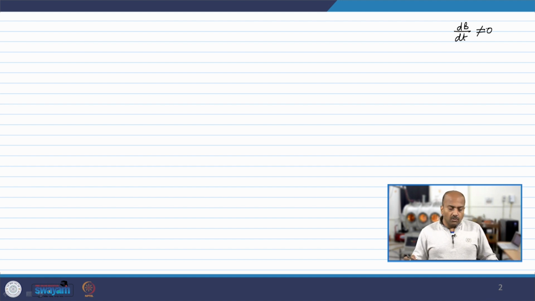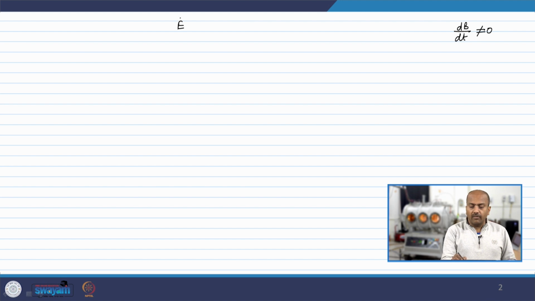So, in today's class we will try to vary the magnetic field with respect to time. That means dB by dt will not be 0. So, the magnetic field will vary as a function of time, right. In order to appreciate how this is different from the earlier scenarios, we will look back at the basic E cross B drift, when you have an electric field and a magnetic field.